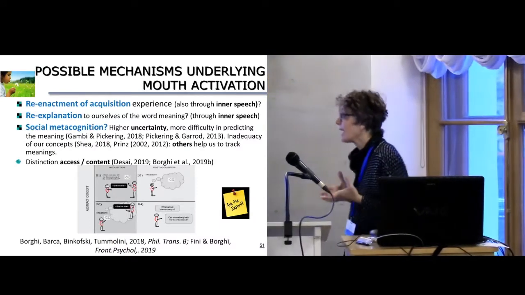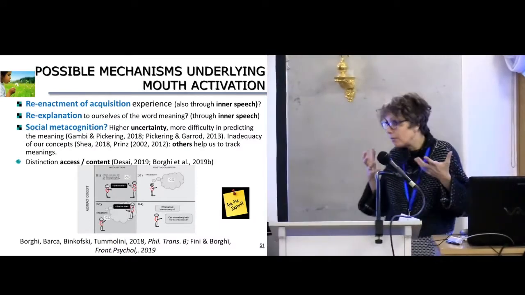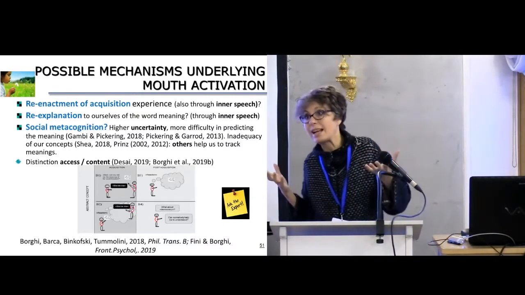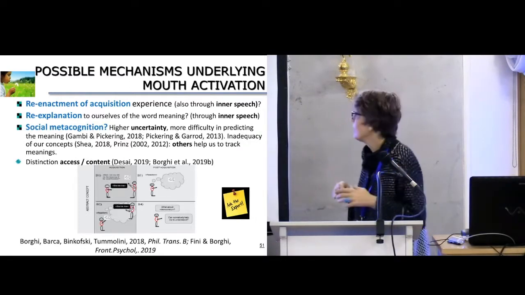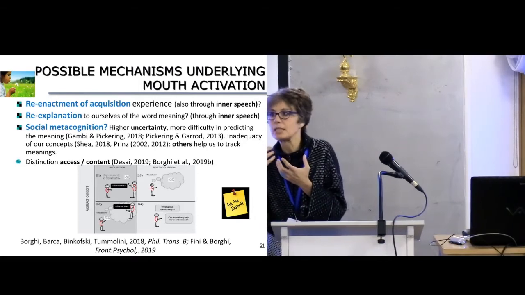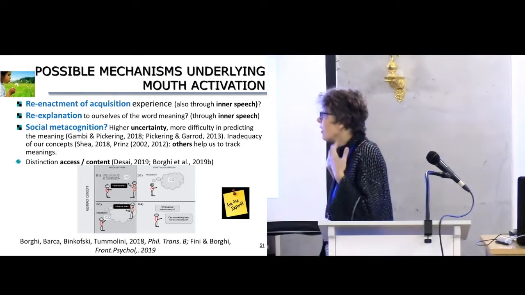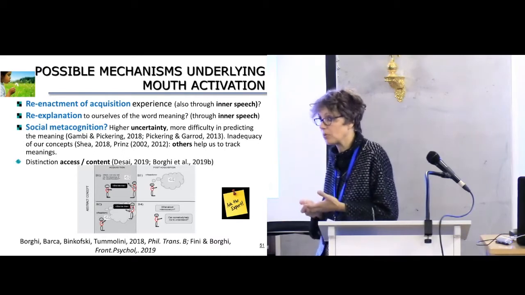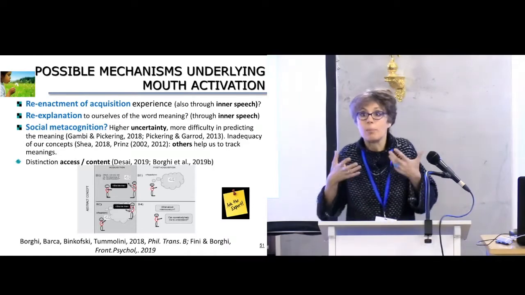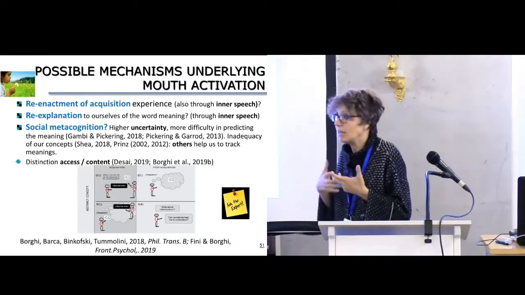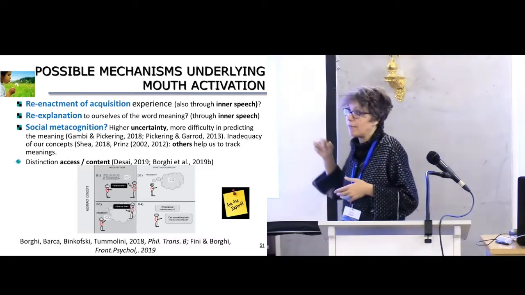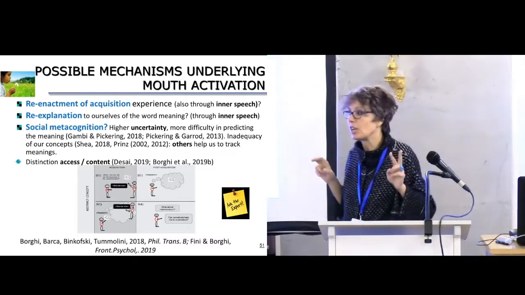But what are the possible mechanisms underlying this involvement of language and of the mouth? We think of some possible mechanisms. They are not mutually exclusive. A first mechanism: given that the acquisition of abstract concepts is more linguistic and social, we might re-enact this acquisition experience during processing. Another possibility: abstract words are quite complex, so we might re-explain their meaning to ourselves, for example through inner speech. Another possibility we have proposed is social metacognition.